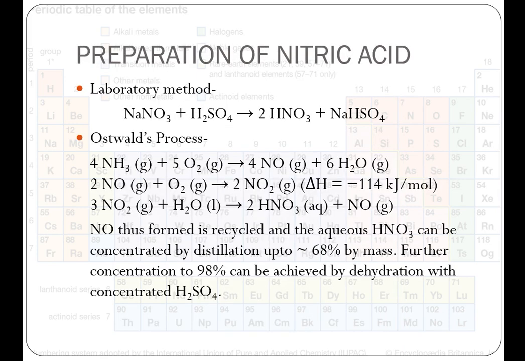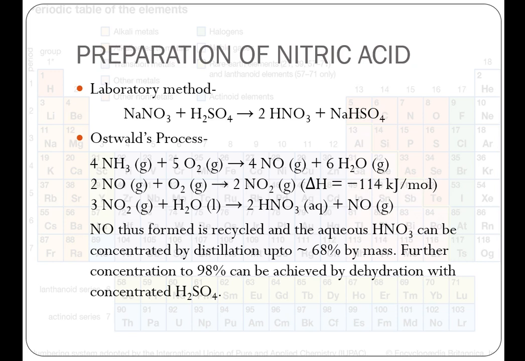So, we will talk about the preparation of nitric acid now. In laboratory, nitric acid is generally prepared by heating potassium nitrate or sodium nitrate with concentrated sulfuric acid. On the large scale, it is mainly prepared by Ostwald's process. This method is based upon catalytic oxidation of ammonia by atmospheric oxygen.